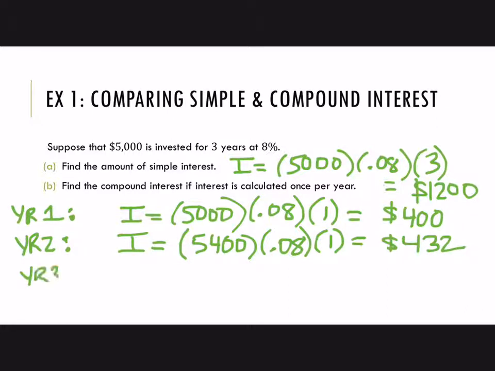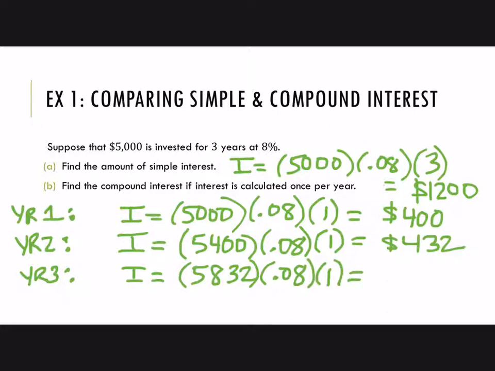And then let's see what happens in year 3. Now the principal is that $5,400 plus the interest that was earned during year 2, the $432. So the new principal for this year is $5,832, and same rate, and still for 1 year. And that's $466.56.